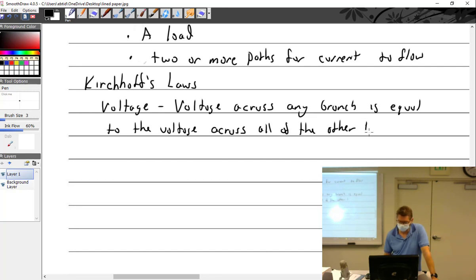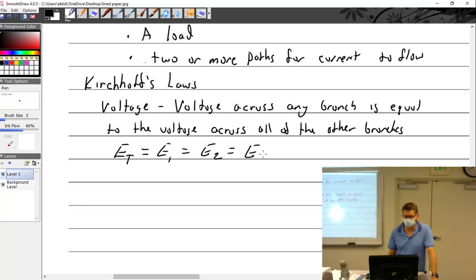I kind of don't like that because it could imply something else, but I do like this. Voltage total is equal to the voltage across 1, which is equal to the voltage across 2, which is equal to the voltage across 3, on and on and on. Current.